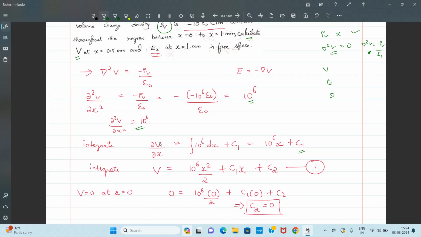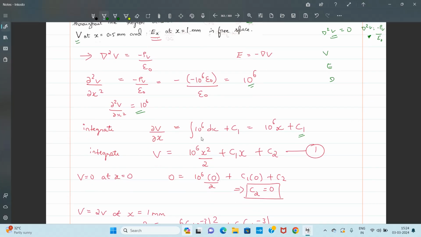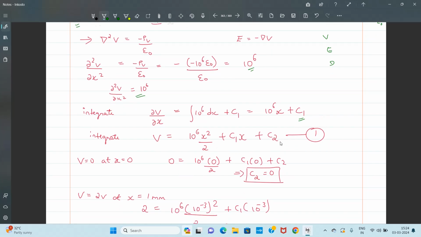Again, there is one more differentiation. To remove it, again, you have to do the integration. And integration of x is going to be x squared by 2. Integration of constant is c1 into x. Plus, since you did one more integration, you are going to add another integration constant. And this is now your main equation. And in this, you have c1, c2, which you're supposed to find out.